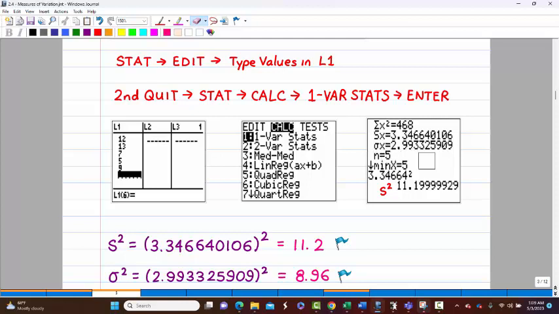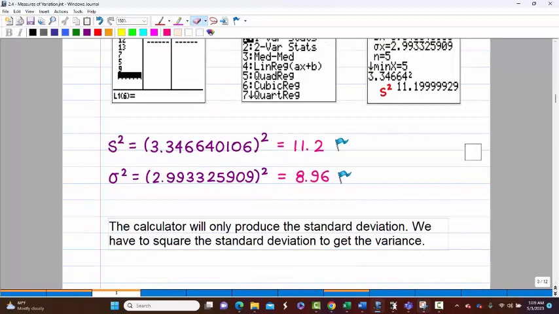But to get the variance, you have to square those numbers. In other words, to go from variance to standard deviation, you would take the square root. To go from standard deviation to variance, you would square. So for example, if you were told the standard deviation is 5, the variance would be 5 squared, which is 25.